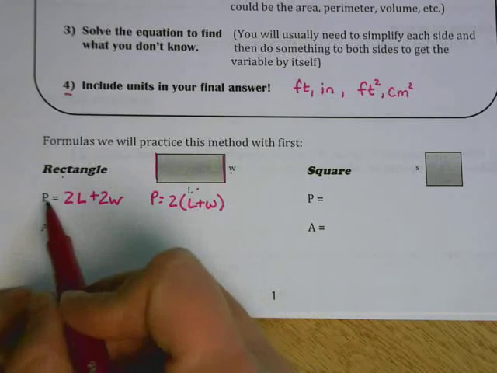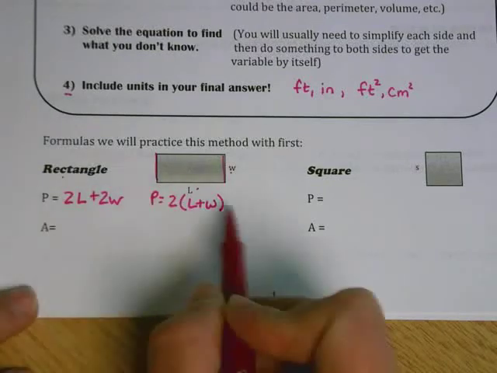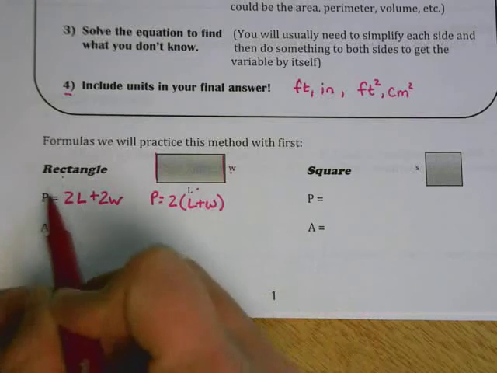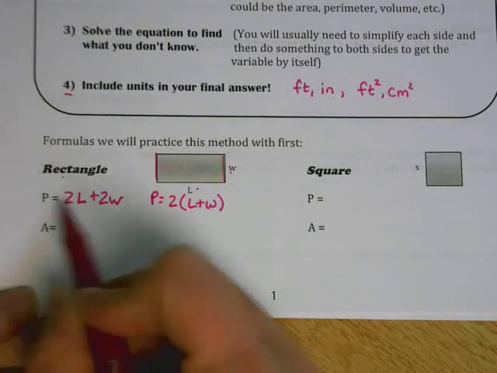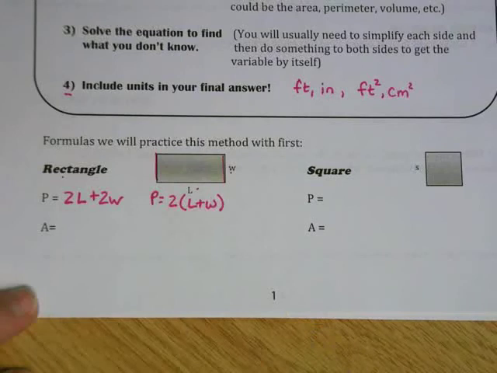So do you see when we talk about a formula, there is an equal sign in there, and there are a whole bunch of variables that are standing for different things. P is a variable that stands for perimeter. L is length, W is width. And then we've got some numbers in here too.